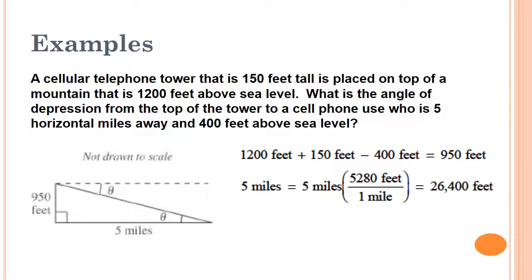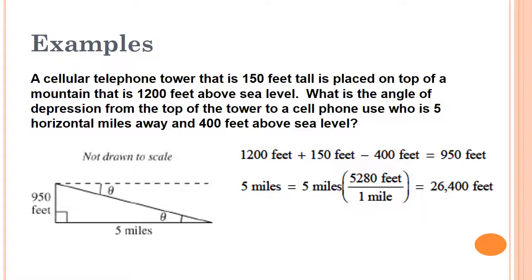Okay, here's our picture. We have the cell phone tower. Now, you've got the cell phone tower at 150 feet, and the mountain is 1,200 feet above sea level. That gives us a total of 1,350 feet above sea level to the top of the tower. However, the person is 400 feet above sea level, so subtracting those, we get the vertical distance of 950 feet.